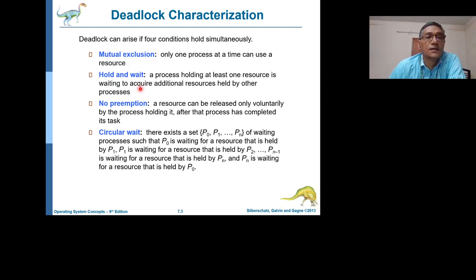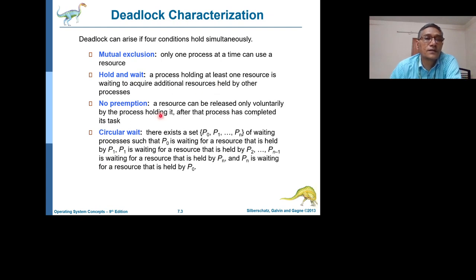The second condition is hold and wait. A process holding at least one resource is waiting to acquire an additional resource held by another process. So hold means one process is holding a resource, and it is requesting another resource, but that resource is already held by another process.